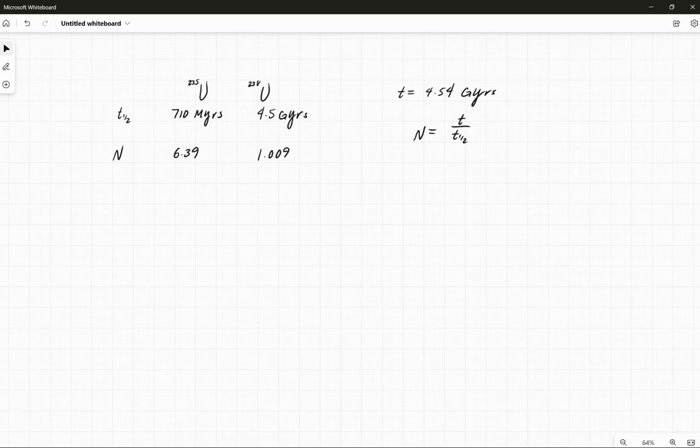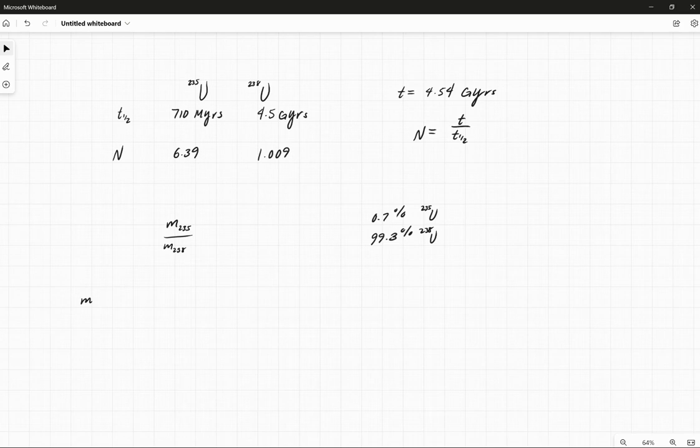And so assuming that the current abundance is that 0.7% of all uranium is 235 at the moment, and the other 99.3% is uranium-238, given those present-day abundances, what we can do then is write the mass of 235 over the mass of 238.